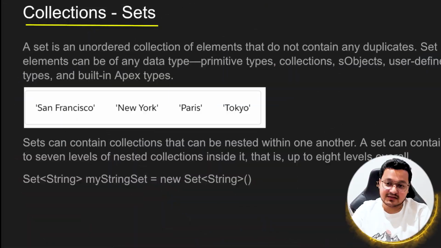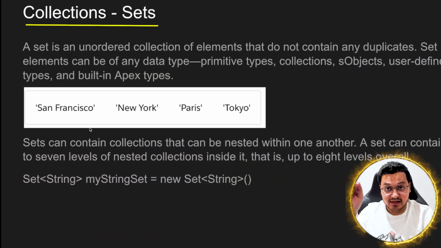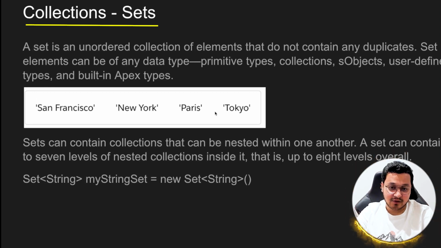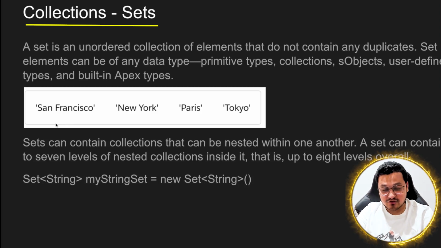So sets are an unordered collection, but they store unique values only. You can create sets of all the data types which we have studied so far. As you can see on the screen, in a list we saw an index. Here there's no index. It just gives you San Francisco, New York, Paris, Tokyo. Even if I add Paris 10 times, it will just show once. Let's quickly go to the developer console and see how this basically works.